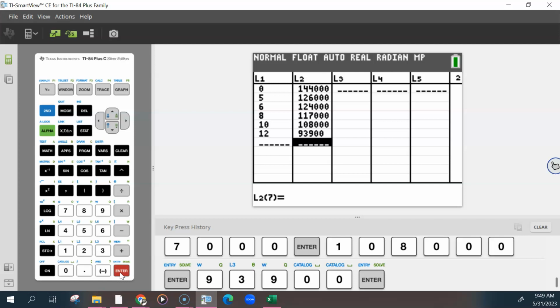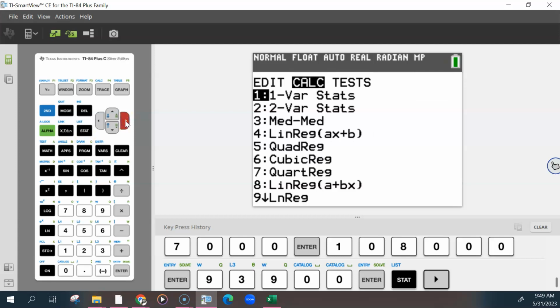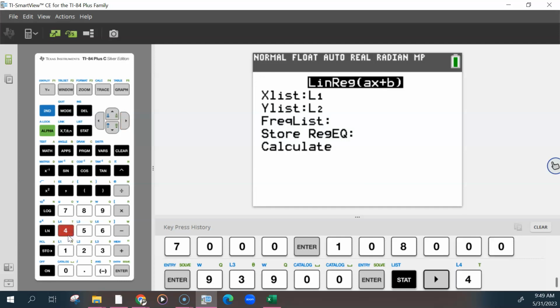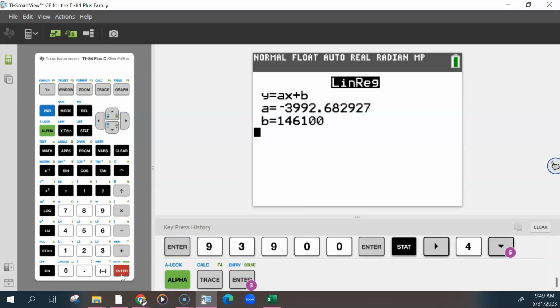Once you have all the numbers in, go back into stat. Scroll over to calculate, and then down to number 4. And then again, we're going to store this. So store alpha trace, and hit enter 3 times. The equation they gave us is different because they put in the years and we did not, so we would use this one.